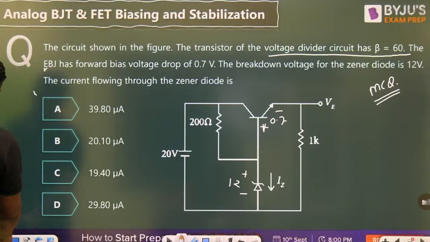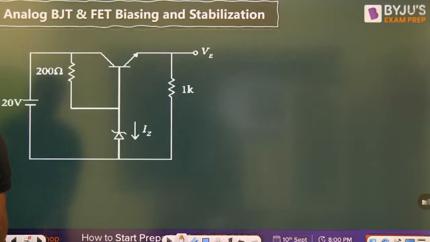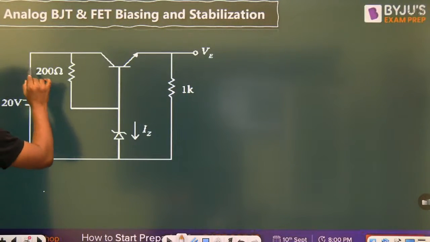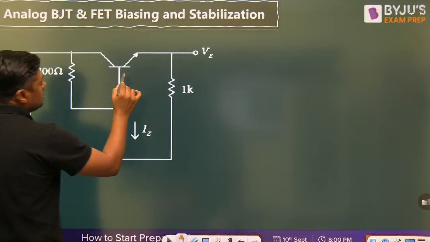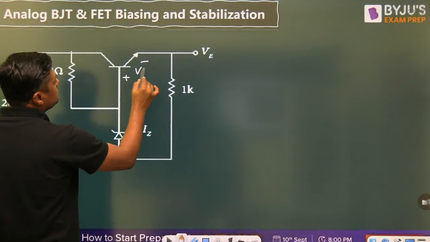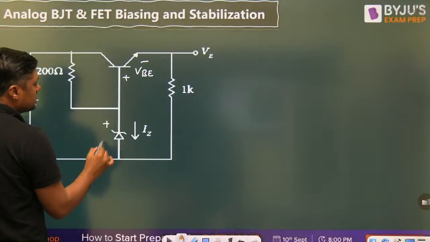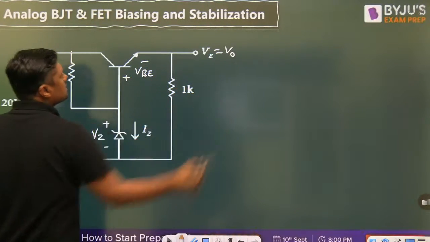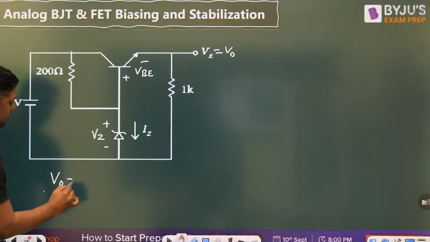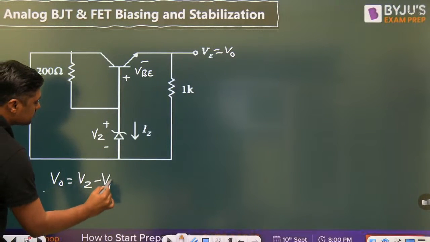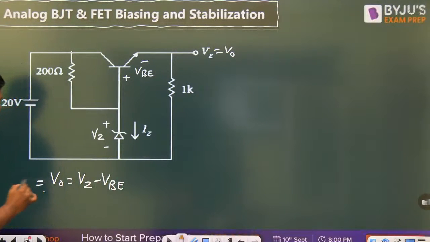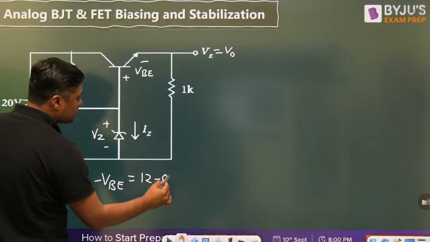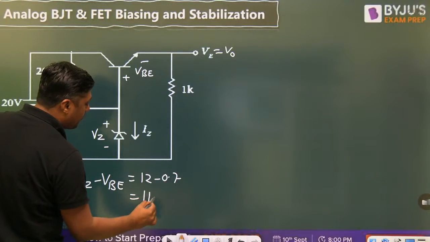Now, how to solve this question? Very simple. First of all, remember that this voltage is VB and this voltage is VZ. So what is the VE or output voltage? The output voltage is VZ minus VBE, and this is called the regulated voltage. VZ 12 minus 0.7 will become 11.3 volt.